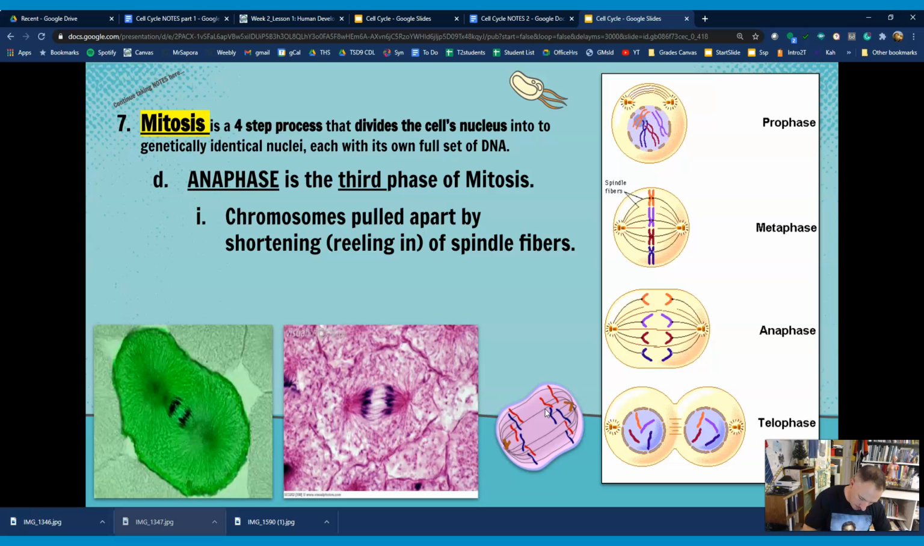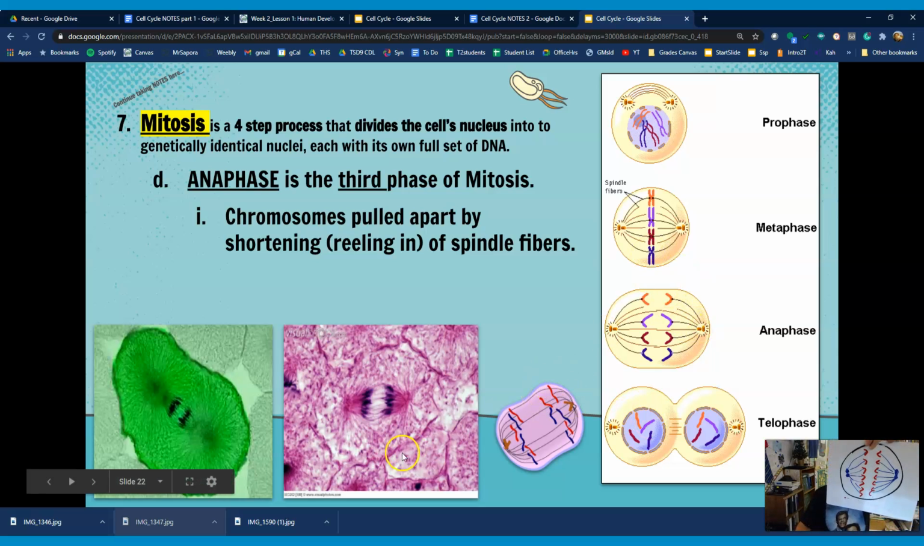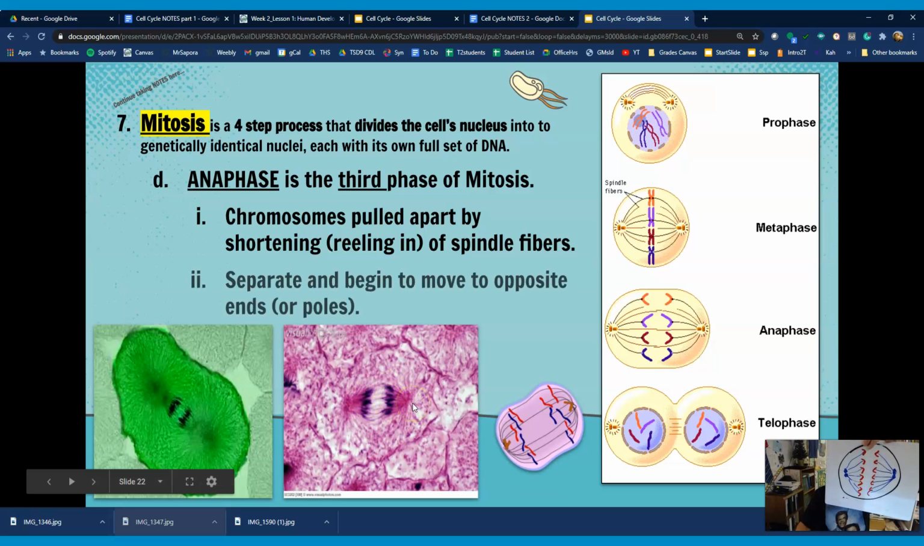So those X's are pulled in half, and now you're seeing the DNA get pulled in the direction towards the blue dots, being pulled to each side. They were on the middle, and now they're moving out to the side. So the chromosomes are pulled apart by the shortening, reeling in of those protein spindle fibers. They are shortening, reeling in, pulling these here. And they then separate and begin to move to opposite ends or poles.